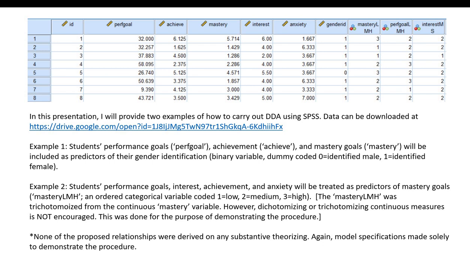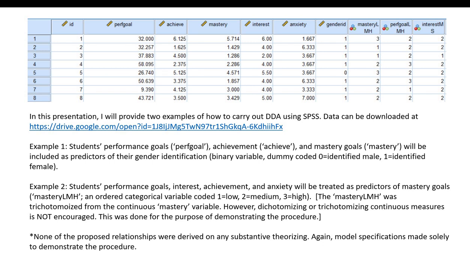So the variable is actually mastery LMH, and it's an ordered categorical variable coded 1 for low, 2 for medium, and 3 for high. Now, before we get started on this, let me just note that this is generally a bad idea in terms of converting continuous measures into categorical ones in this fashion.